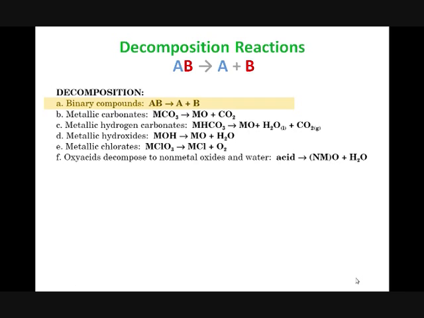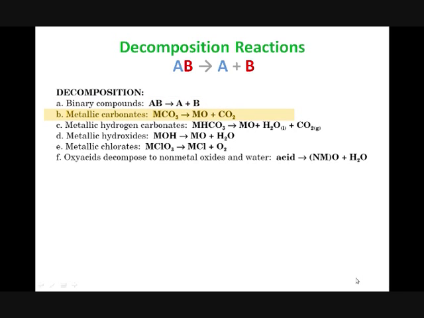Type A, the binary compounds, those are the simplest ones, and we've already been talking about how those work. They're easy. Binary compounds always break into their component elements, just like we saw water decompose into hydrogen and oxygen, but they're not always like this. There are some other types of decomposition reactions we need to pay close attention to.